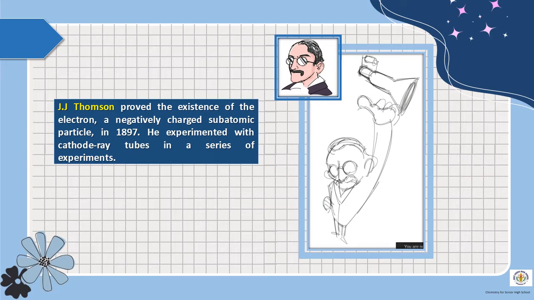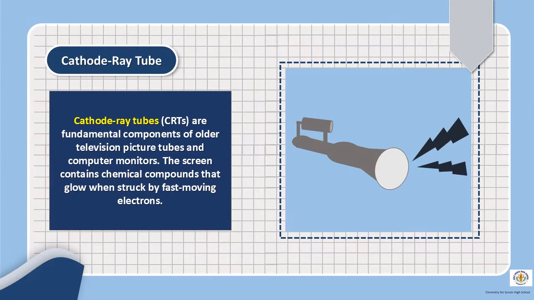J. J. Thomson proved the existence of the electron, a negatively charged subatomic particle, in 1897. He experimented with cathode ray tubes in a series of experiments. Cathode ray tubes, or CRTs, are fundamental components of older television picture tubes and computer monitors. The screen contains chemical compounds that glow when struck by fast-moving electrons.